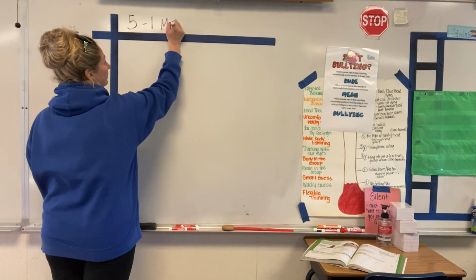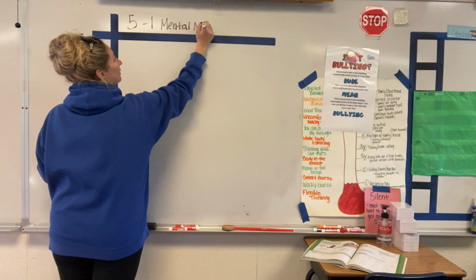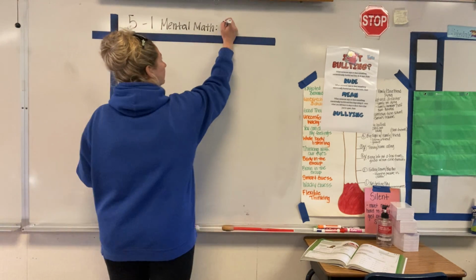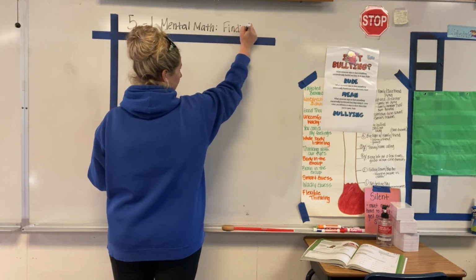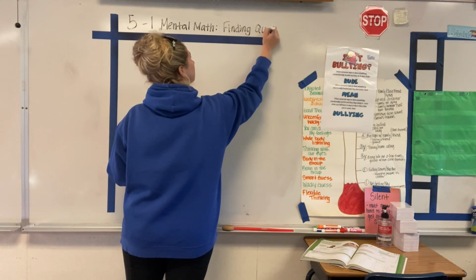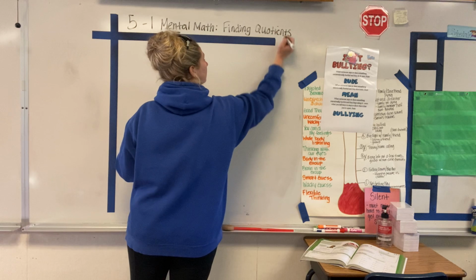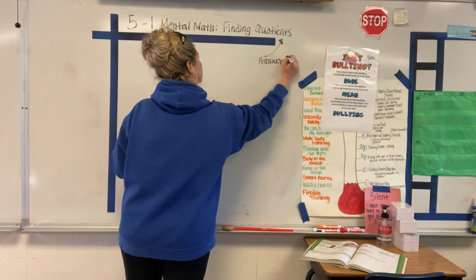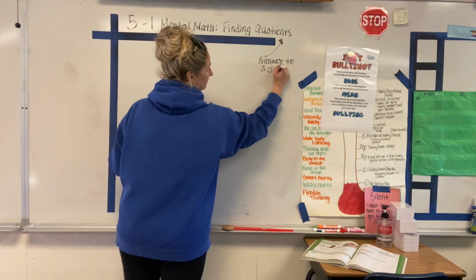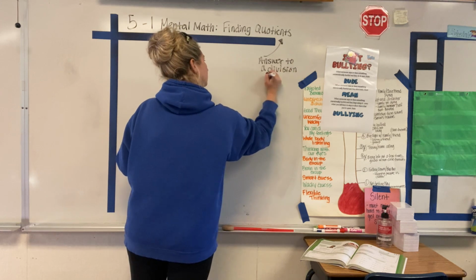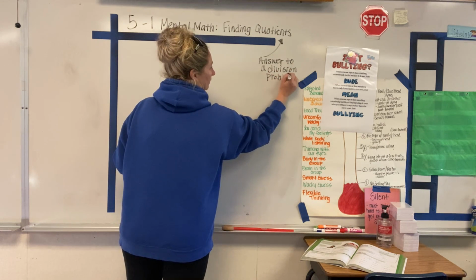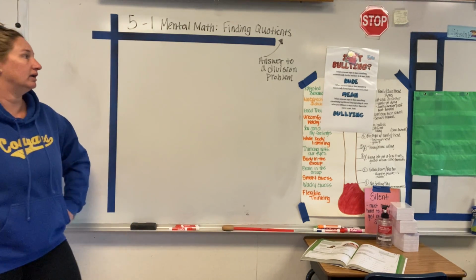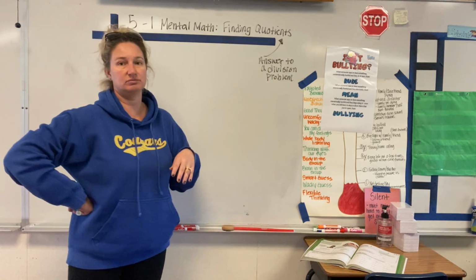So mental math, and mental math is math that you can do in your head, okay? Finding quotients. All right, and a quotient is the answer to a division problem. All right, so a product is the answer to a multiplication problem, and a quotient is the answer to a division problem.